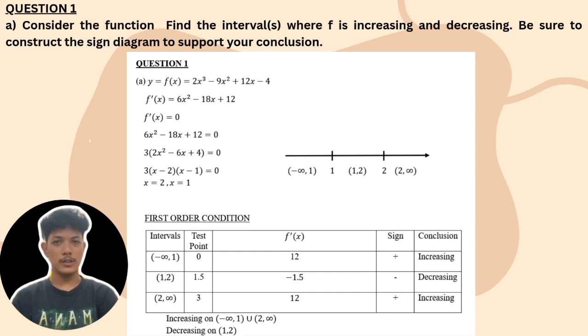In conclusion, the function f(x) is increasing on the intervals negative infinity to 1 and 2 to infinity. Next, the function f(x) is decreasing on the interval 1 to 2.